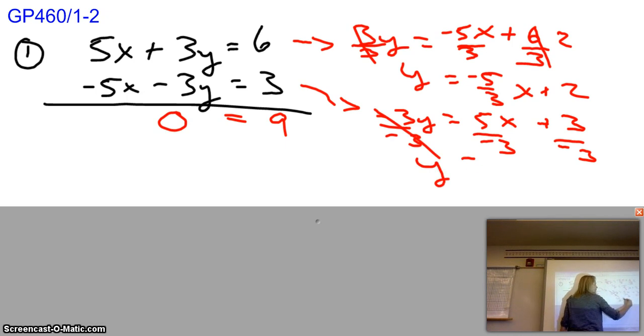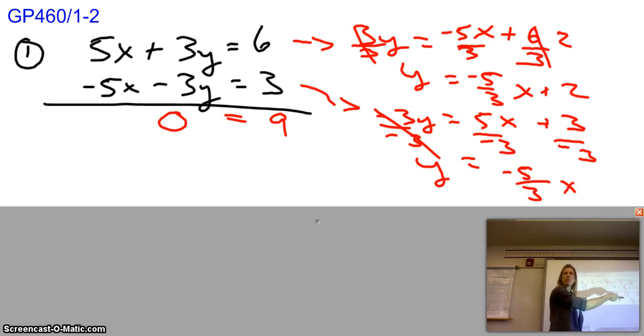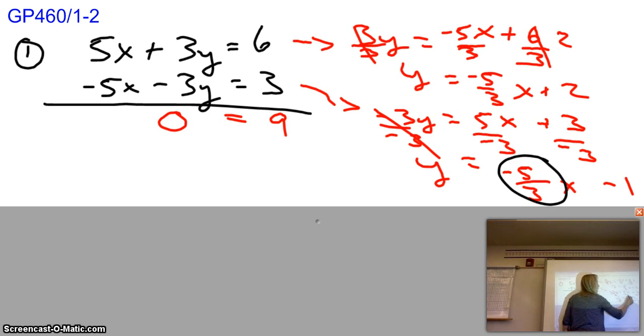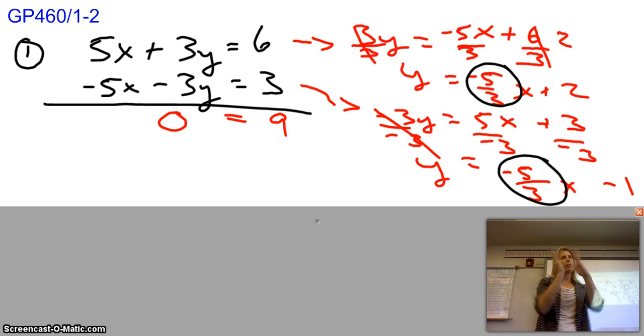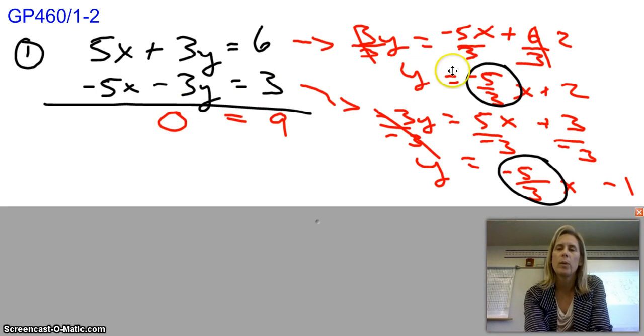We get the same slope. We get negative 5/3 x, but what is our y-intercept here? Do you see it? It's negative 1. You don't have to go through this to answer the question, but when we look at it now, we can see that we have a common slope, right? Different y-intercept. We know what that looks like on a graph. It's lines that are parallel. So there is no solution. When you end up with a false statement like this, there's no solution. Okay? You would write no solution.